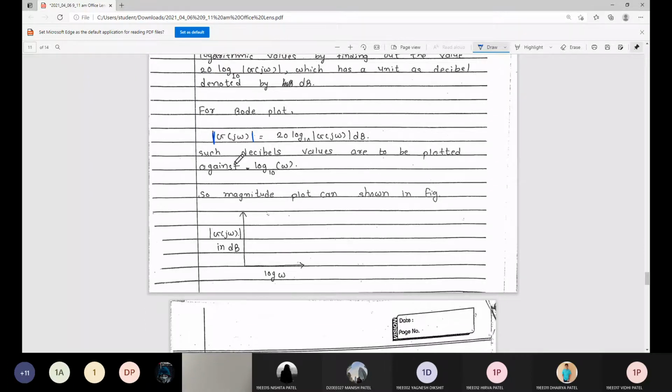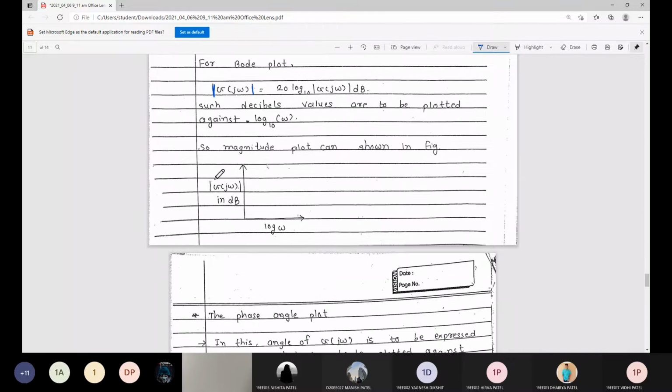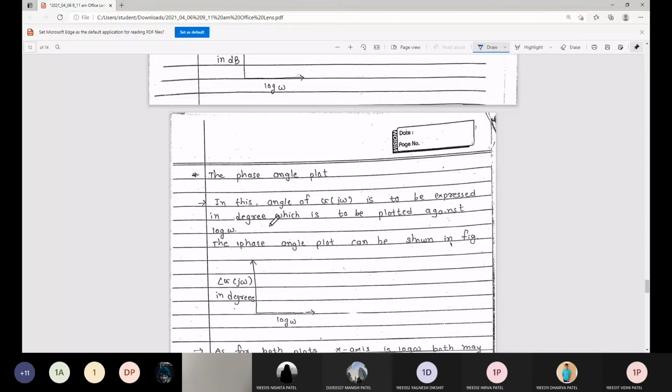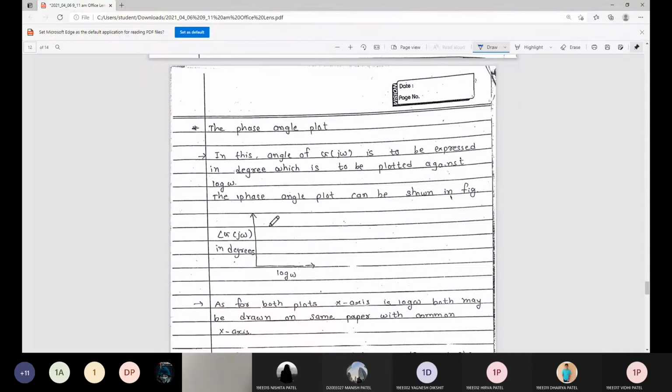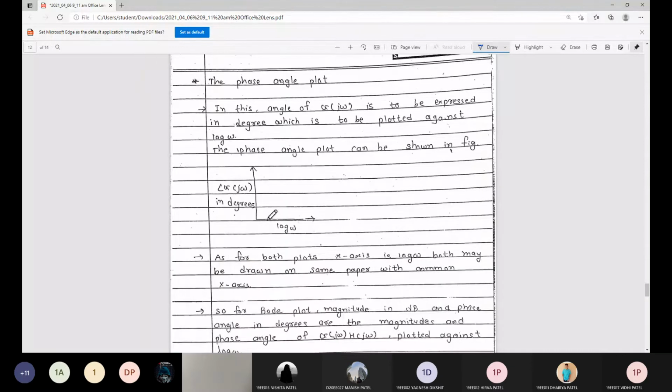Okay, and we will plot this value in this manner. This will be your magnitude, this is the y-axis, and this is your omega. But we will use this axis in terms of log omega. We will be using 0.1, 1, 10, 100 and so on.